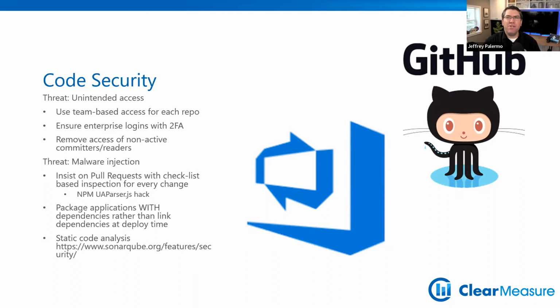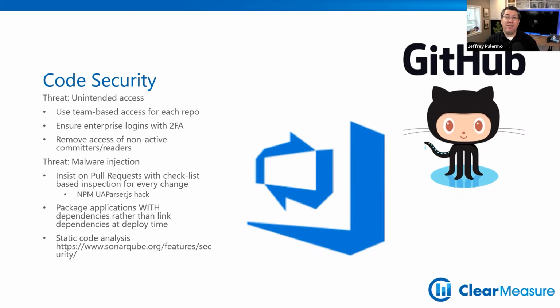Don't name your teams after people who are part of the organization. Name your teams for what they do. That way, when somebody changes what they're responsible for doing, that maps with removing them from the team. All right, the next threat is malware injection.